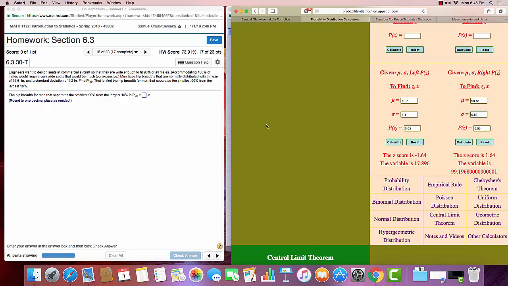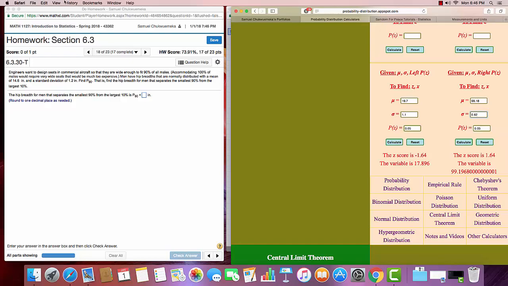Accommodating 100% of males would require very wide seats that would be much too expensive. Men have hip breadths that are normally distributed with a mean of 14.6 inches and a standard deviation of 1.2 inches. Find the 90th percentile. That is, find the hip breadth for men that separates the smallest 90% from the largest 10%.